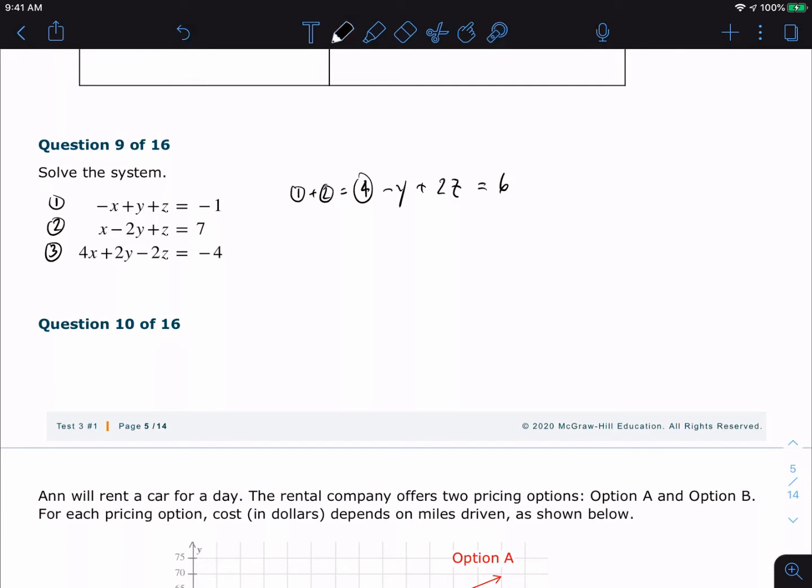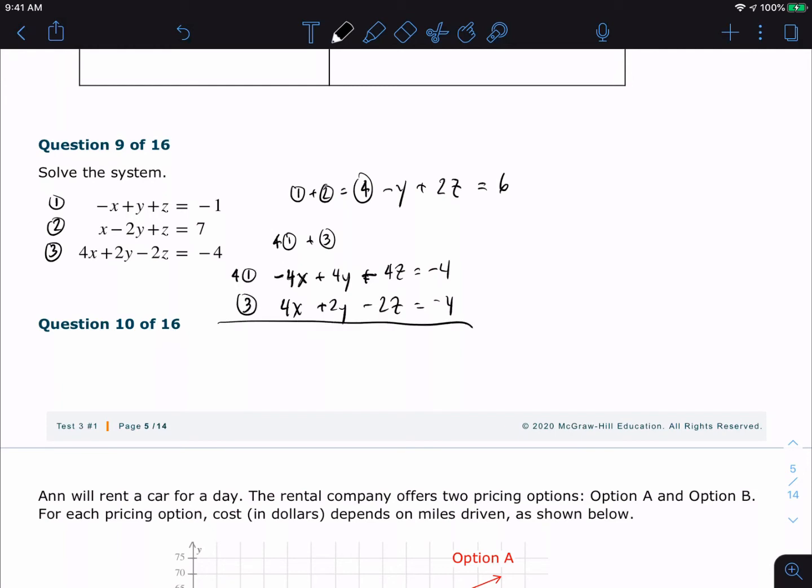Now what I'm going to do is I'm going to go number 1 with number 3, but I'm going to multiply number 1 by 4 and then add it to 3. So I'm going to do that work so you guys can see it. So number 1 multiplied by 4 is going to be negative 4x plus 4y plus 4z is equal to a negative 4. Do you guys agree with that? Yes. Okay. Then number 3 is 4x plus 2y minus 2z is equal to a negative 4. So this is 4 times 1, and this is number 3.